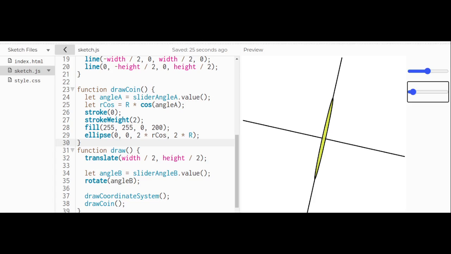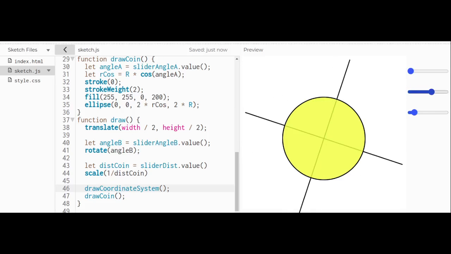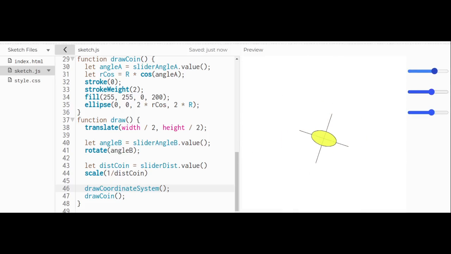But we don't take into account the distance to the coin. Let's fix it. The scale function helped us with this. We'll talk about why we needed this coin in the next video.